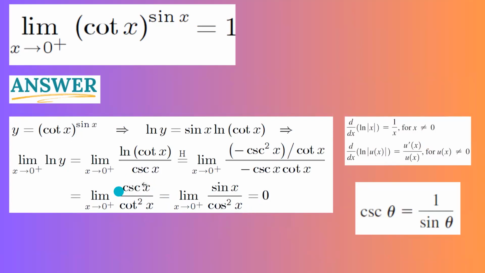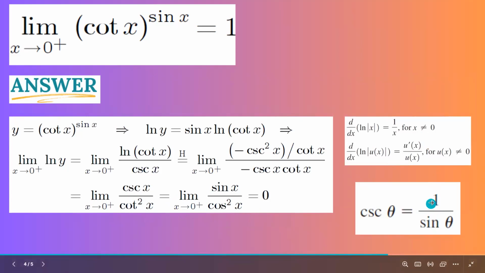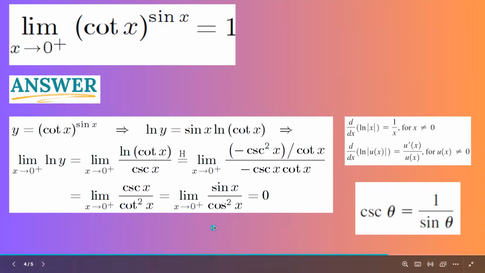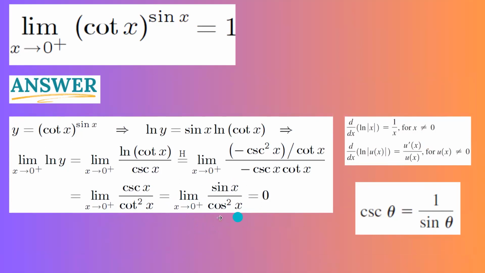Why is that? Because cosecant is 1 over sine, and cotangent is cosine divided by sine, which is basically cosine squared divided by sine squared. And sines get canceled out, so you're left with sine over cosine squared. When you take the limit as x goes to 0, you have 0 divided by 1, which is 0.